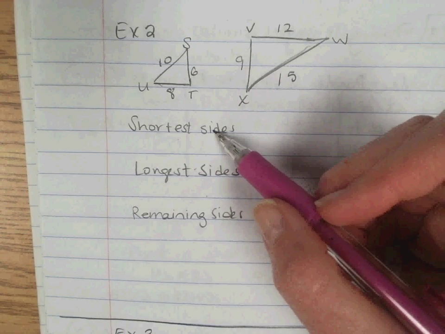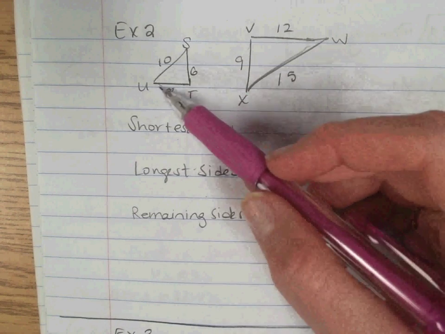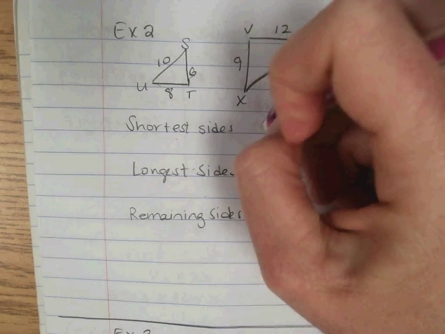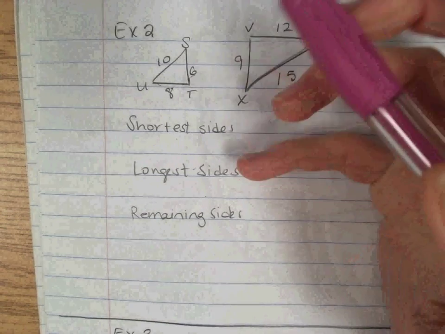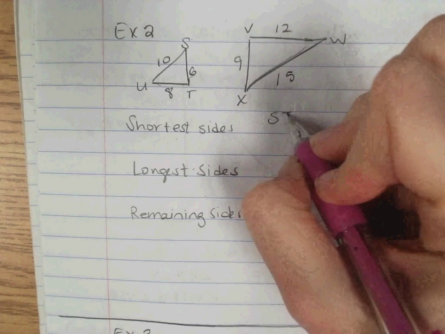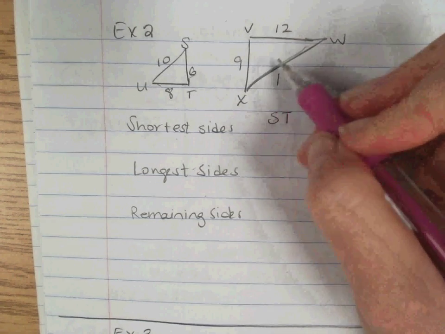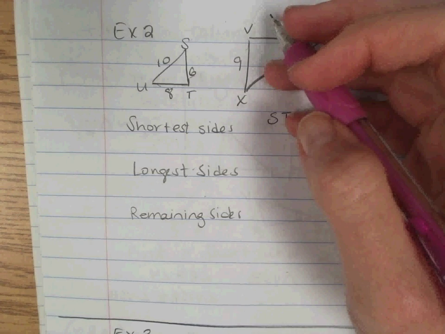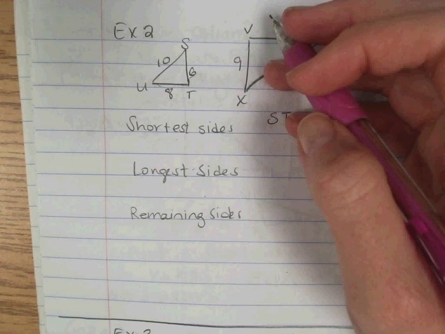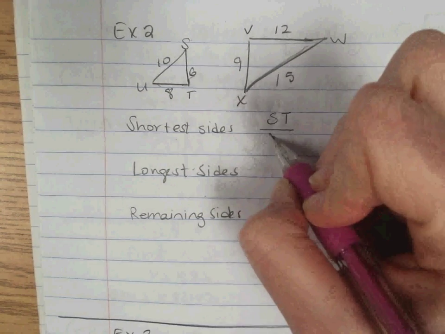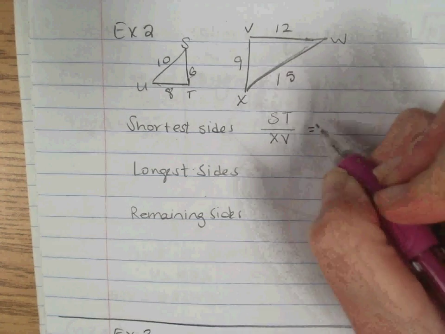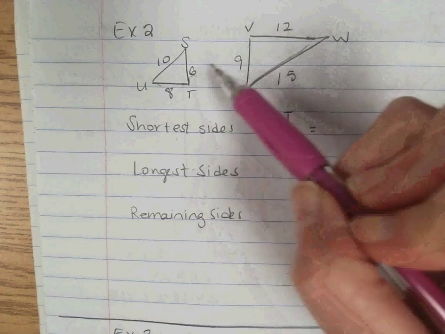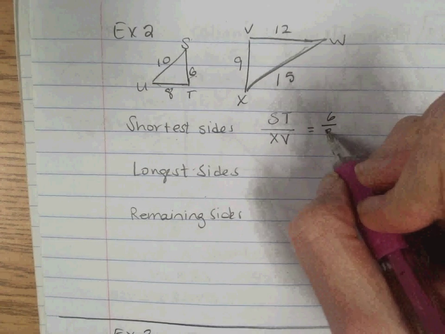So first let's choose the shortest side. You can easily tell what the shortest one is since it's marked. So 6. Sorry, let's label them first with their name. So ST is the shortest on the first triangle, and then side XV is shortest on the second triangle. So we'll do a ratio of 6 over 9.